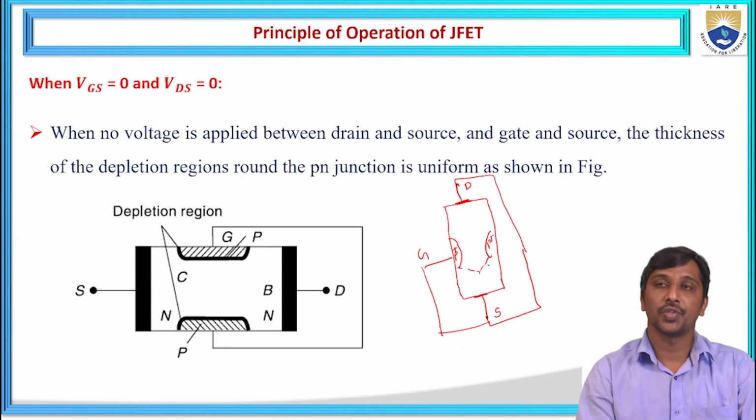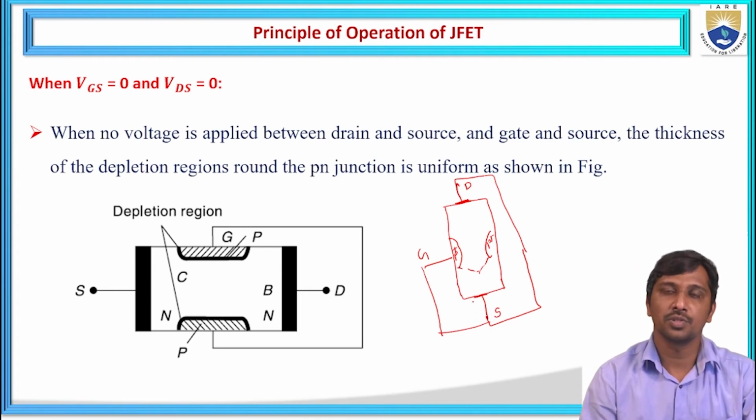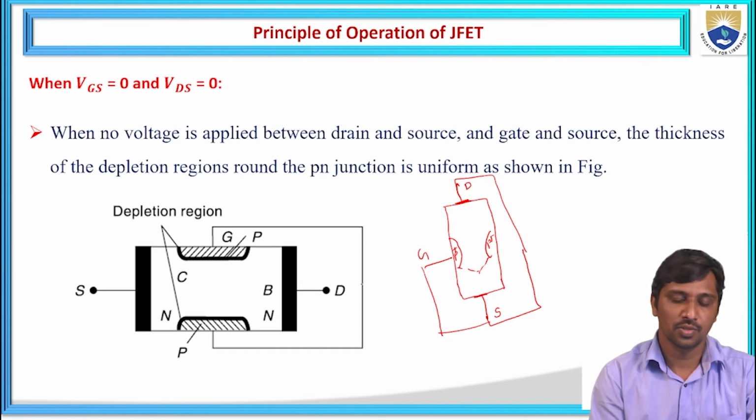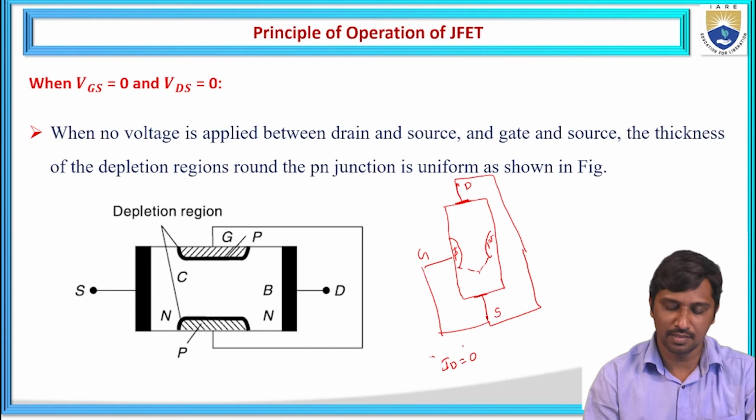So internally these two are shorted. And now we are applying a 0 voltage across the source. Hence what happens? We are not applying any force to repel the charge carriers from the source to drain. Under this condition, there is no movement of the charge carriers from the source to drain, hence it does not allow any flow of current from the drain to source. Under this point, the drain current is represented as 0.